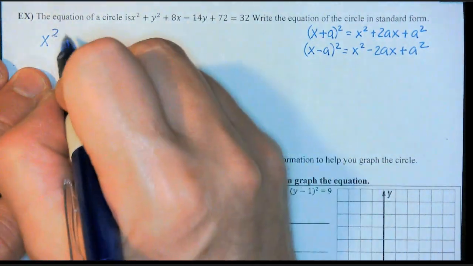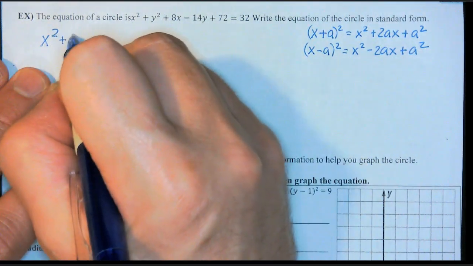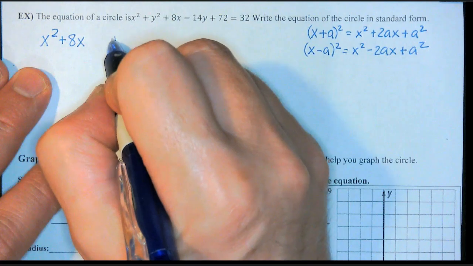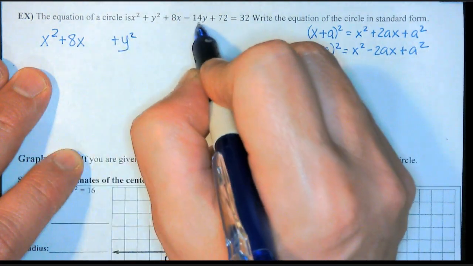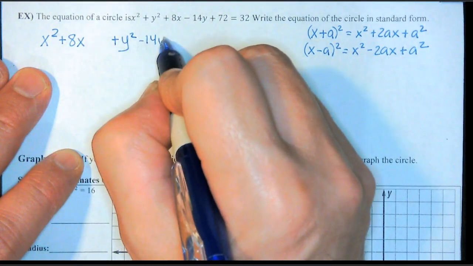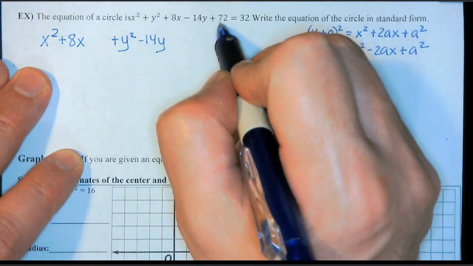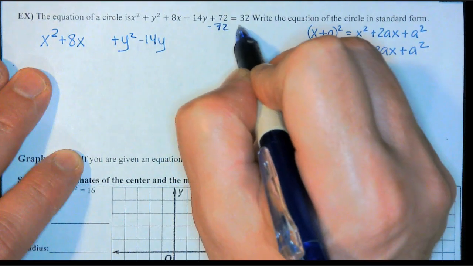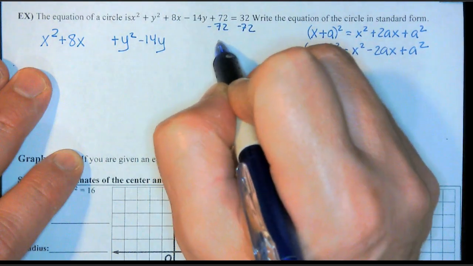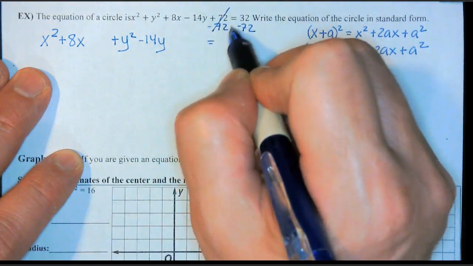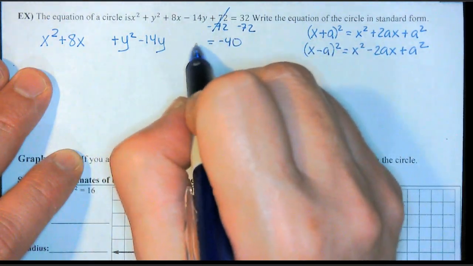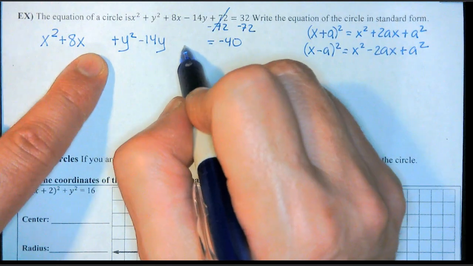We have x squared. Let's put the 8x next to it, and then I'll leave some space. And then I'll do y squared minus 14y. I don't want this 72 to be here, so I'm going to subtract 72 from both sides. That means this 72 goes away and becomes -40. That way, I'm going to complete the square here and here.